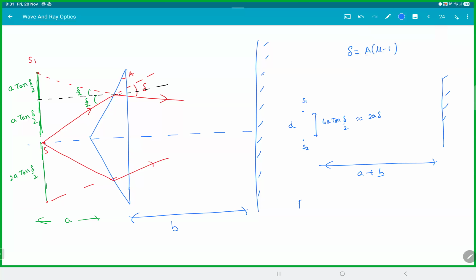Now they'll ask you for the fringe width. So S1, S2 will act like two sources. The fringe width will be lambda capital D by small d. Here capital D is A plus B, and small d will be 2A delta. But delta is A into mu minus 1. Substitute. Clear with the derivation?